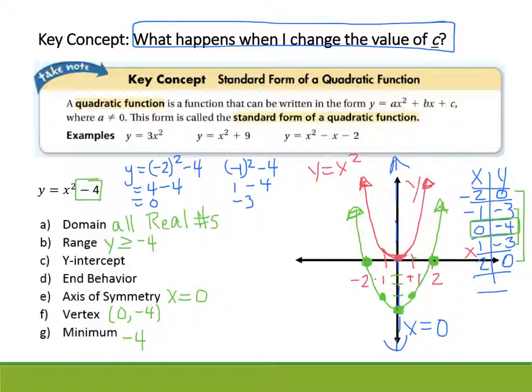Now, looking at the green graph again, not the red, but the green, where is my y-intercept? Well, my y-intercept over here is this point, 0, -4, because the y-intercept always occurs where x is equal to 0. What about the end behavior for this graph?